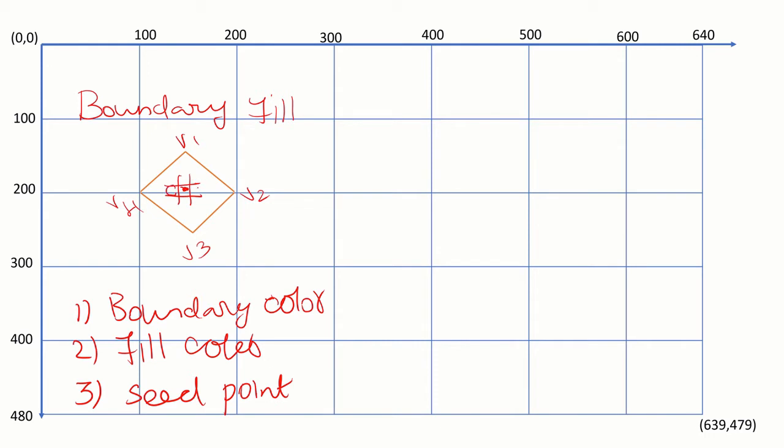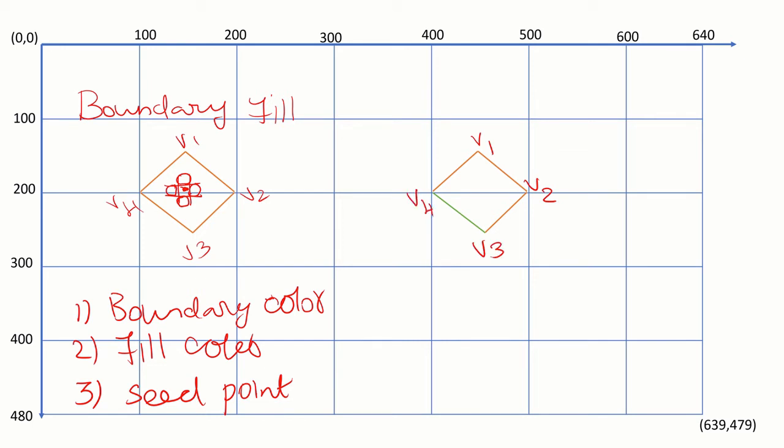Starting from that arbitrary point, we calculate the four neighbors, that is the pixels to the left, right, top and bottom, and we check whether each is of boundary color. If it is of boundary color, then we stop, and if not, then we fill it with the given fill color. So this is the boundary fill algorithm, and it can be implemented with limited code by using recursion.